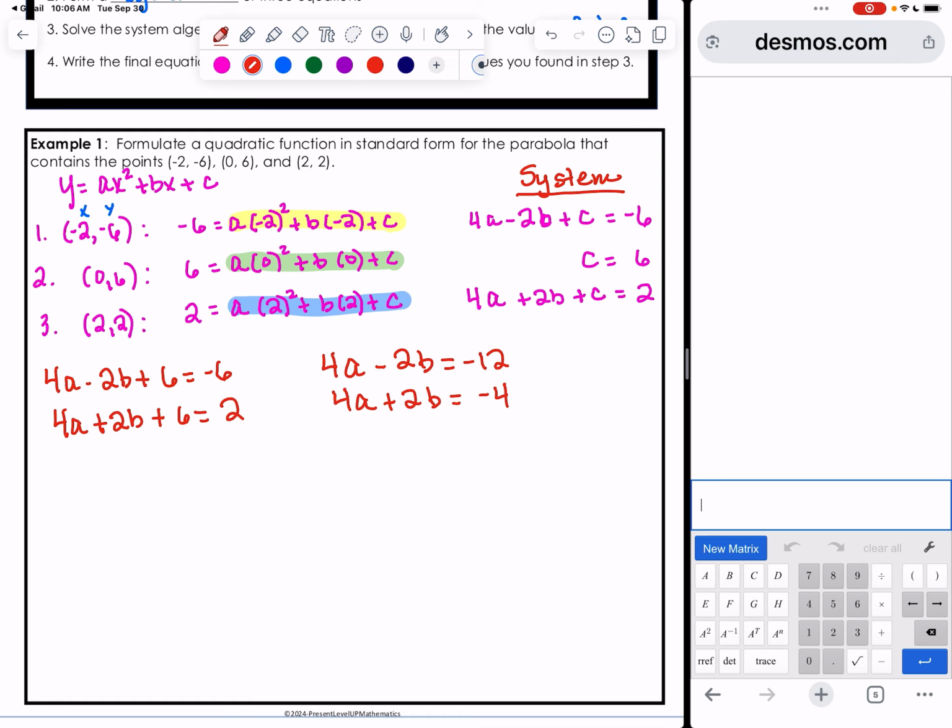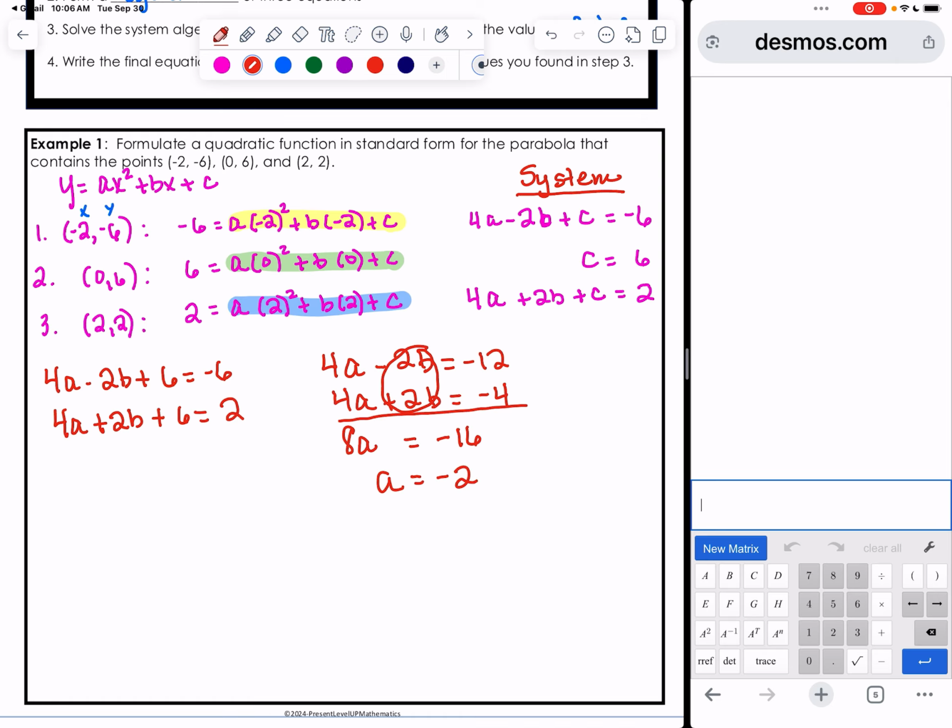Now, instead of having a system of 3 equations, we have a system of 2 equations that are going to be very easy to solve using elimination, because we have opposites here. Negative 2b plus 2b will zero out. And then I can just add everything else together. So 4a plus 4a would be 8a equals negative 12 plus negative 4 is negative 16. And then I can divide both sides by 8. So negative 16 divided by 8 would be negative 2.